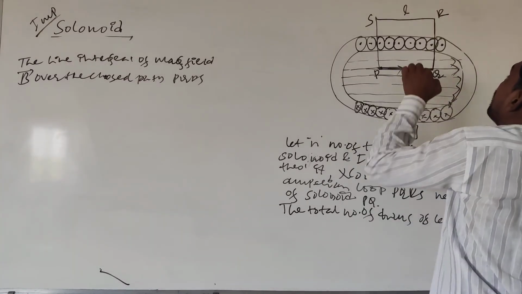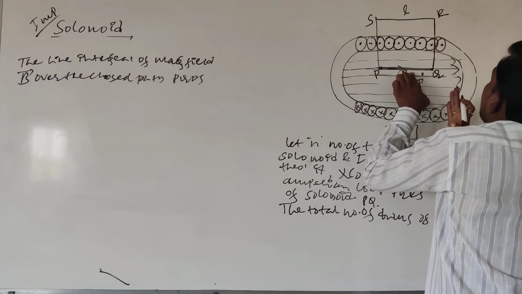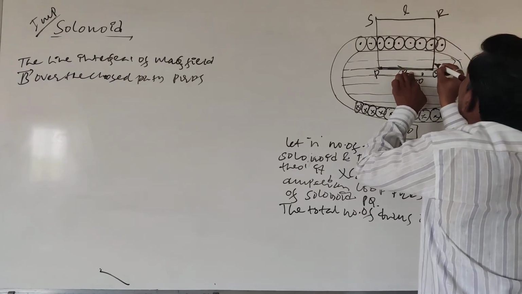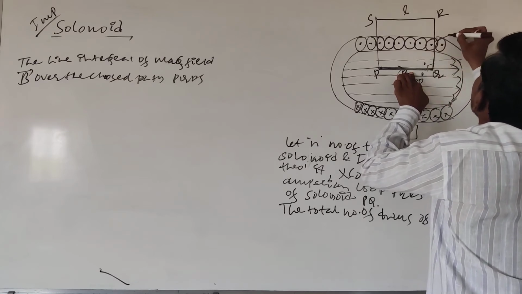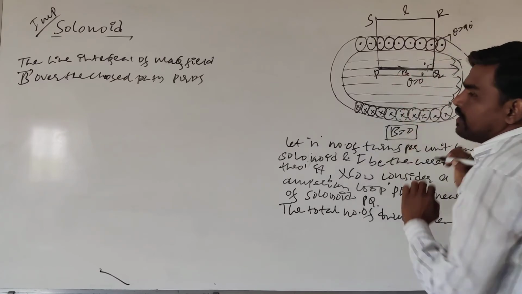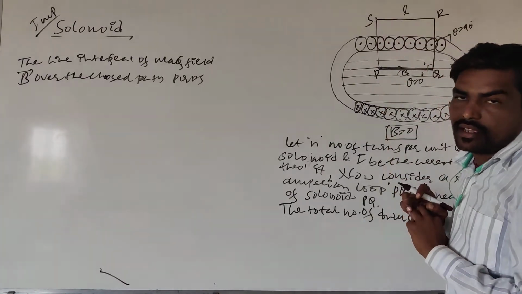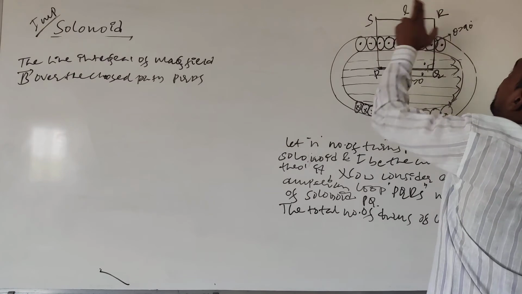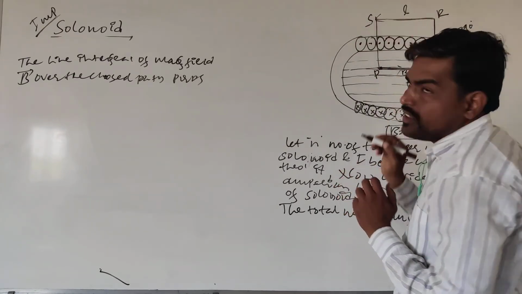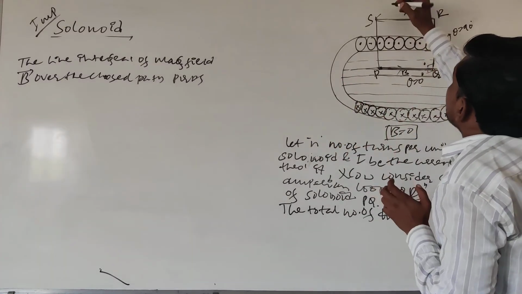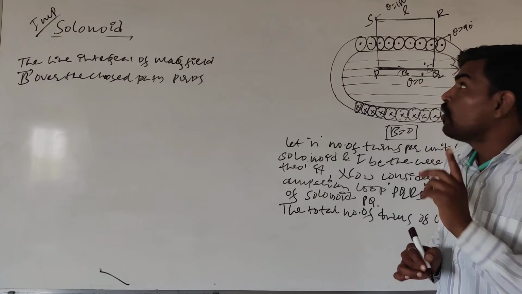Now Q to R. The magnetic field is in this direction, length is in this direction. So the angle becomes how much degree? Theta is equal to 90 degree. Right. Now R to S I am going to take. The magnetic field is in this direction, R to S is in the opposite direction. So theta is equal to 180 degree.